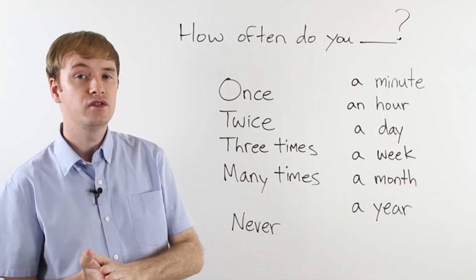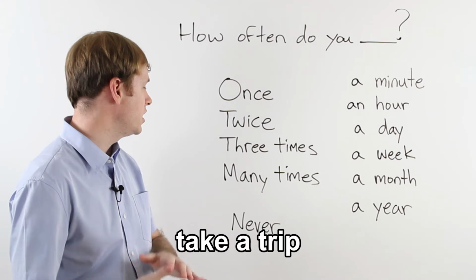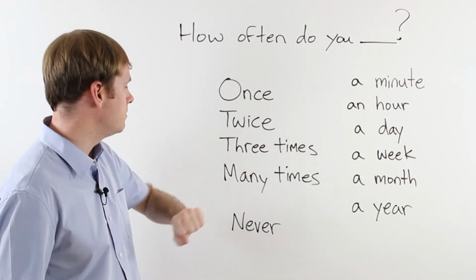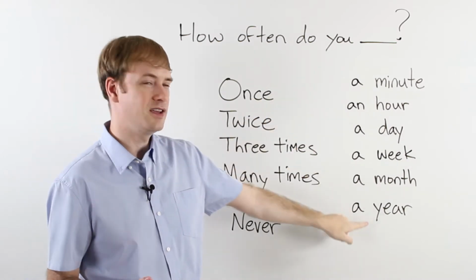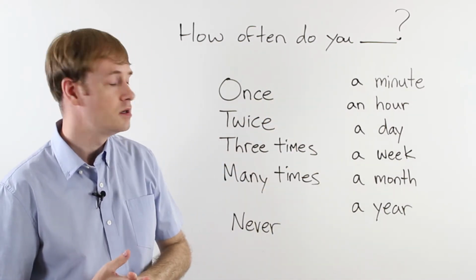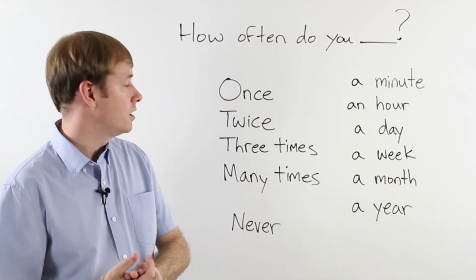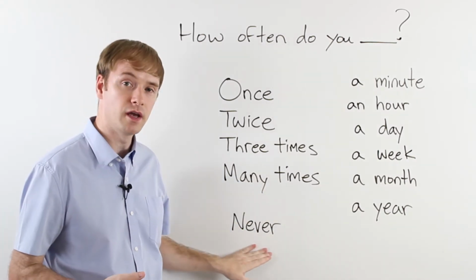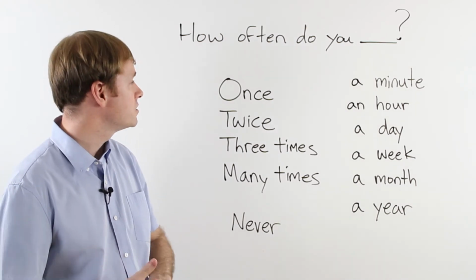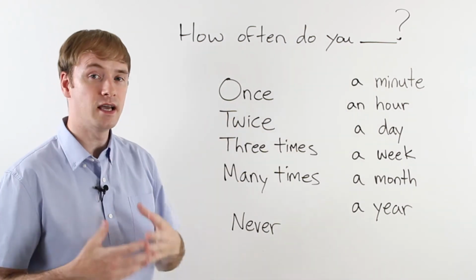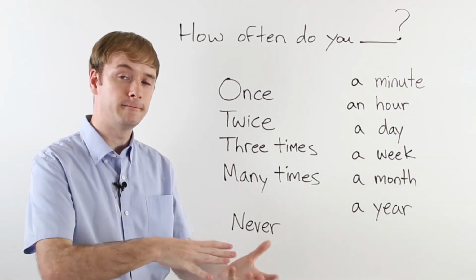How often do you take a trip? Okay, how often do you take a trip? Well, maybe you would say once a year, maybe twice a year, okay? Maybe never, okay? Don't forget, never is also a choice. All right, so this is how we use the definite adverbs of frequency. Let's move on to some more.